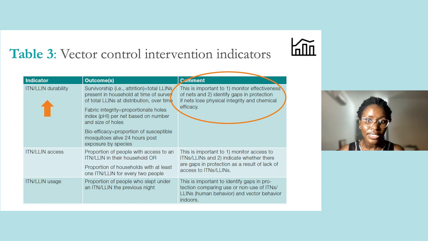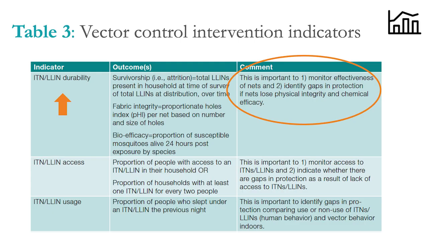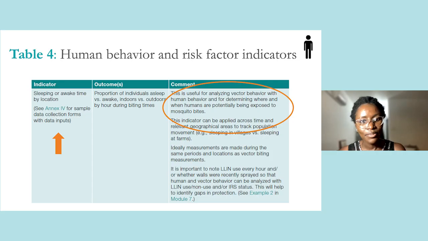Net durability indicators are important to monitor the effectiveness of nets over time and identify gaps in protection if nets lose physical integrity or chemical efficacy. Again, please pause the video if you wish to take a closer look at Table 3. Table 4 includes indicators used to measure human behavior and associated risk factors.